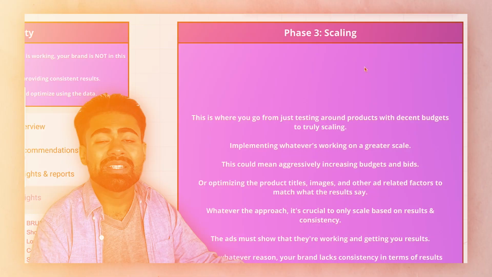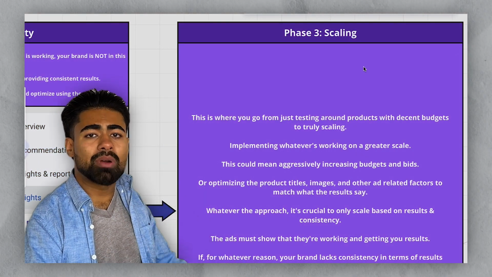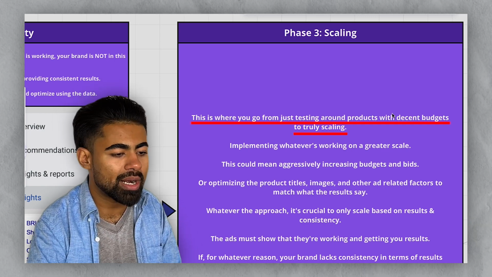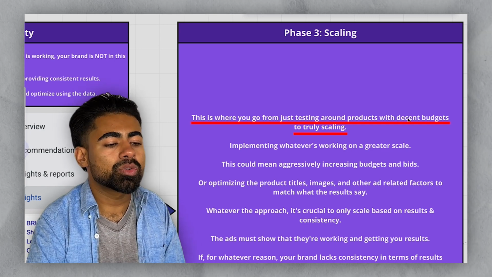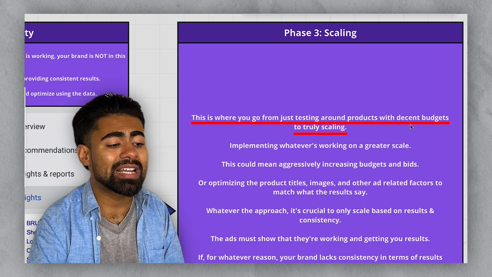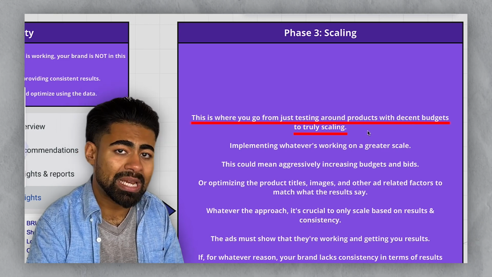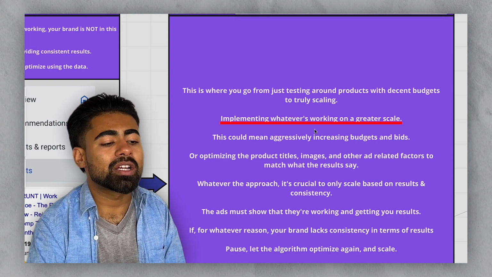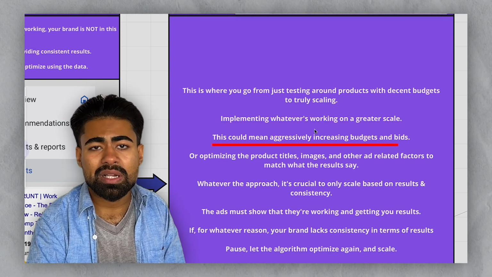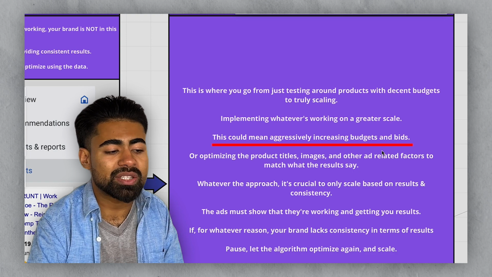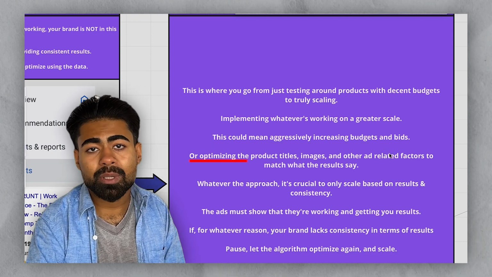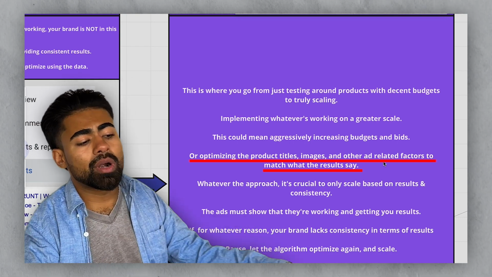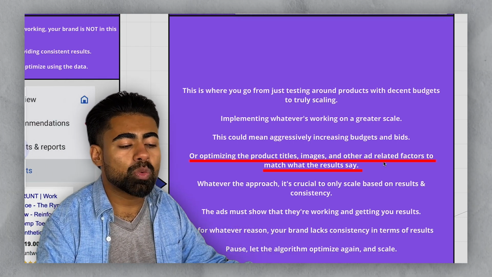But now the scaling phase, or as I like to call it, the aggressive scaling phase, is where we go from just testing around with different products and marketing angles to pushing a lot of decent budgets to the campaigns that are working well. And it's implementing whatever is working on a greater level of scale. This means aggressively changing budgets, changing bids, or optimizing the product titles, product images, and other ad related factors to match what the results say.